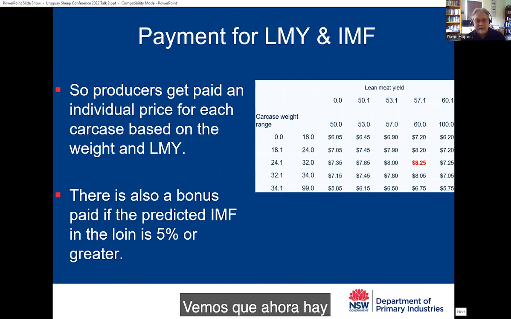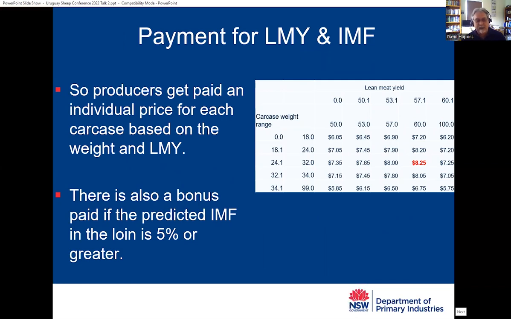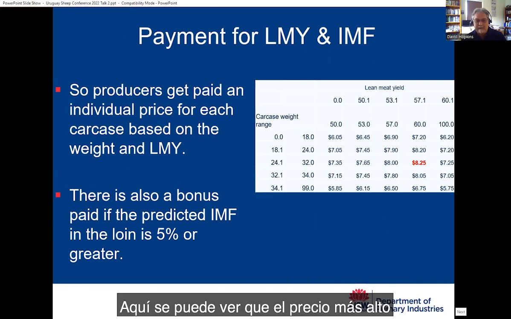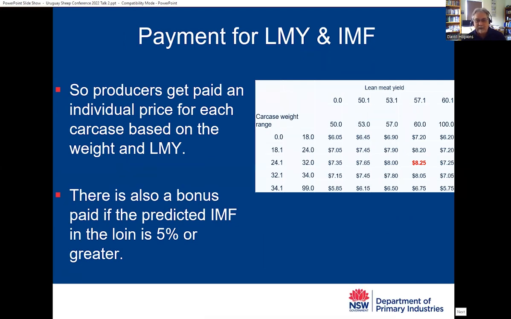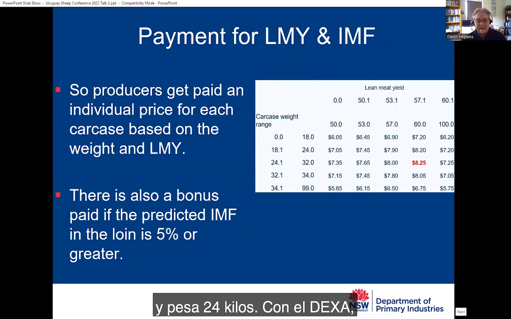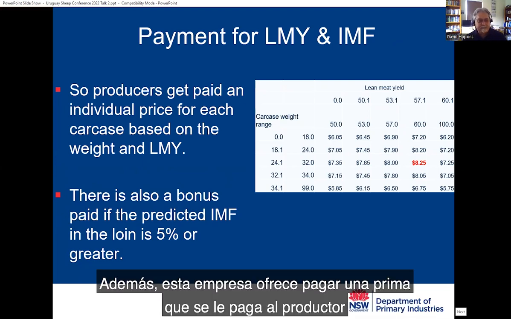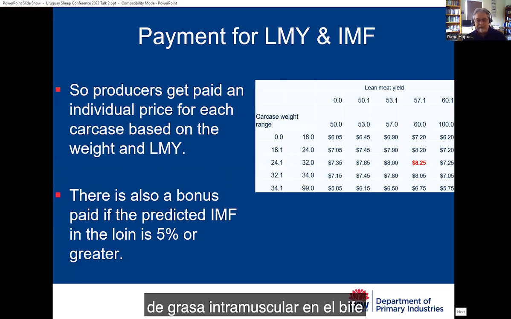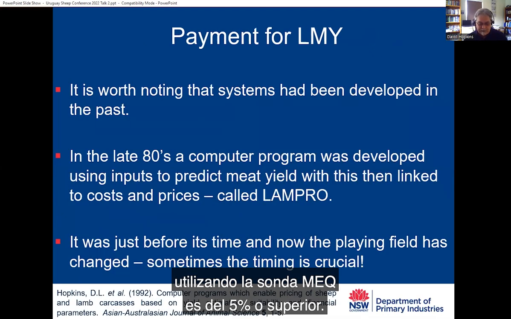Here, we see that there's an ability now with this system to actually pay producers an individual price. And here you can see the highest price is going to be paid for a carcass that's got a lean meat yield of something like 57% and weighs 24 kilos. And with the DEXA, of course, they can identify those carcasses. On top of that, this company is now offering a bonus that if the predicted IMF in the loin using the MEQ probe is 5% or greater, then they will actually give a bonus to the producer.